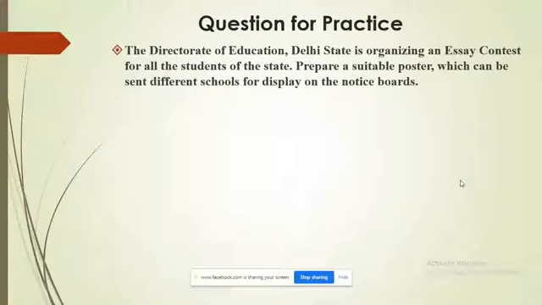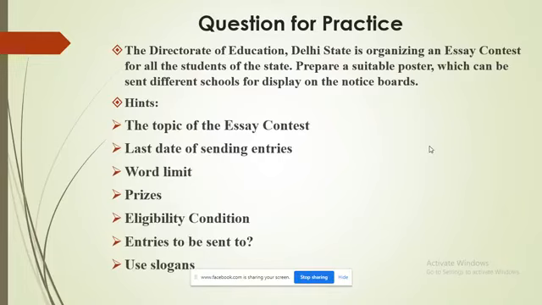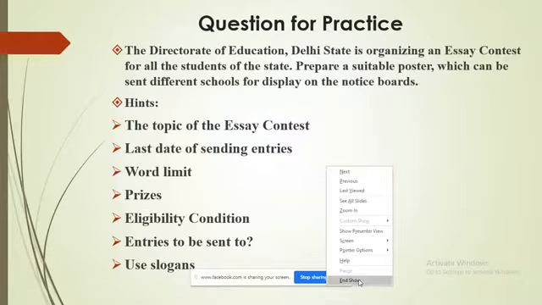Okay. So one more example for practice. The Directorate of Education, Delhi State, is organizing an essay contest for all the students of the state. Prepare a poster which can be sent to different schools to display on the notice board. So here are the hints. The topic of the essay contest, last day of sending entries, word limit, prizes, eligibility condition, entries to be sent to, use slogans. So here are hints for you.